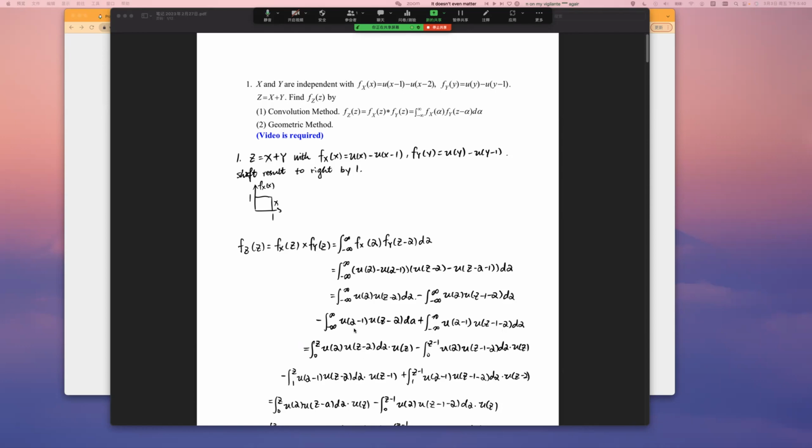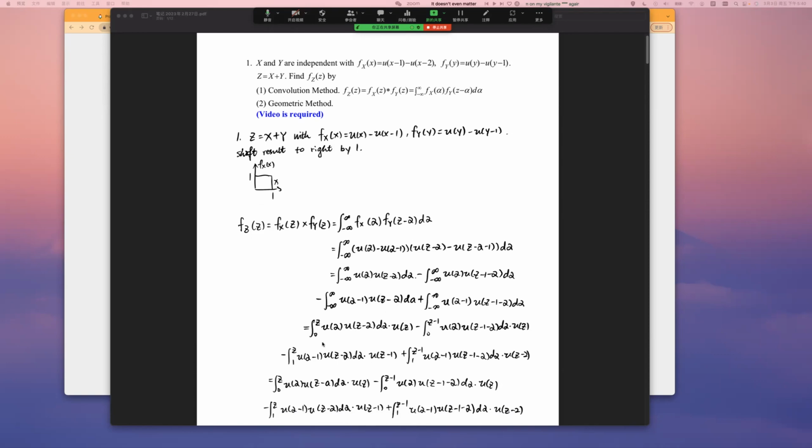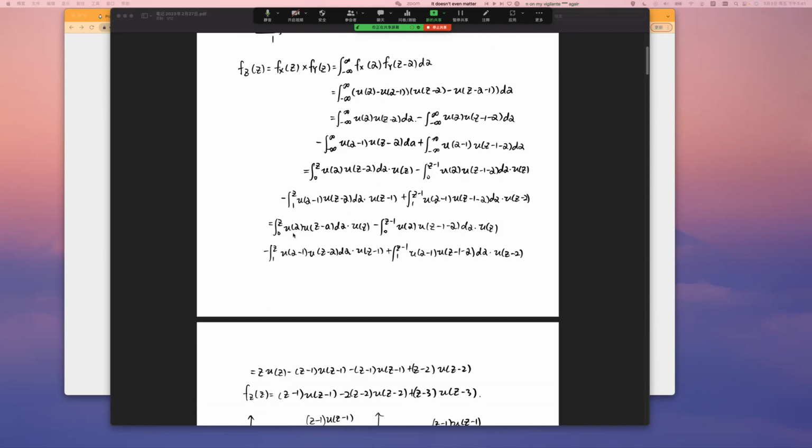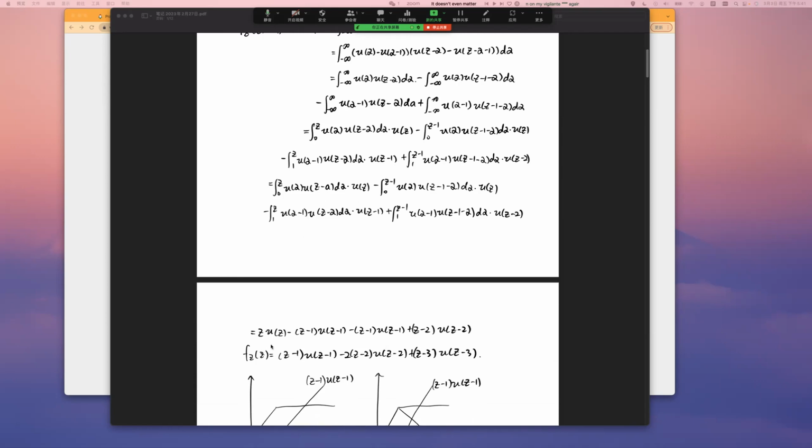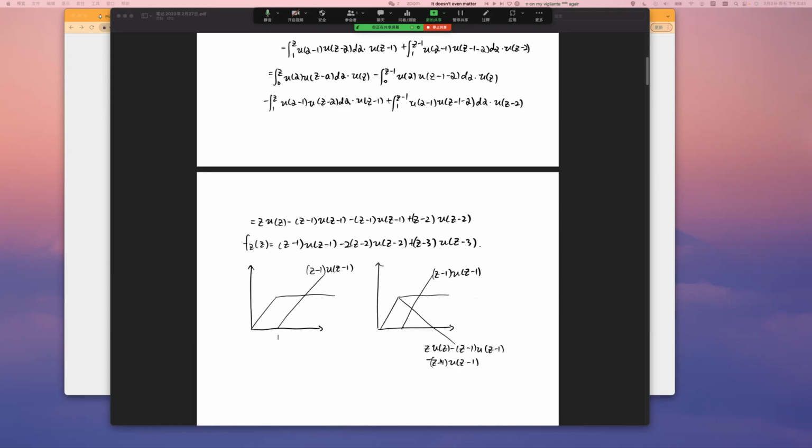And we can expand this further by plugging 0 to z, as we know that z equals x plus y. So we change the impulse function and add in u(z). So it's the integral from 0 to z of u(alpha) u(z minus alpha) d alpha times u(z), minus this part, and then plug in 1 and z to this part, and 1 and z minus 1 to this part. So then we get this line, which can be further expanded to z u(z) minus (z minus 1) u(z minus 1) minus (z minus 1) u(z minus 1) plus (z minus 2) u(z minus 2).